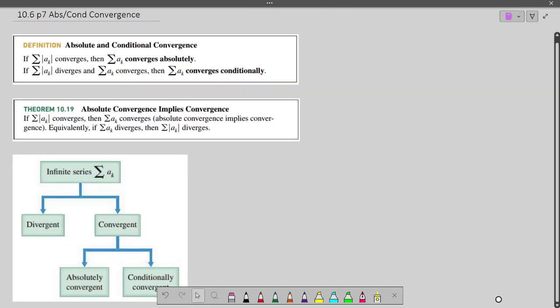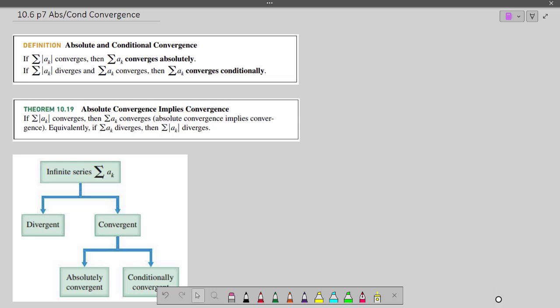So, when you have an alternating series, there is one extra consideration. These terms, absolute and conditional, mean nothing when you're talking about series that have all positive terms. There's no distinction. Convergence is convergence. With alternating series, convergence is not convergence.